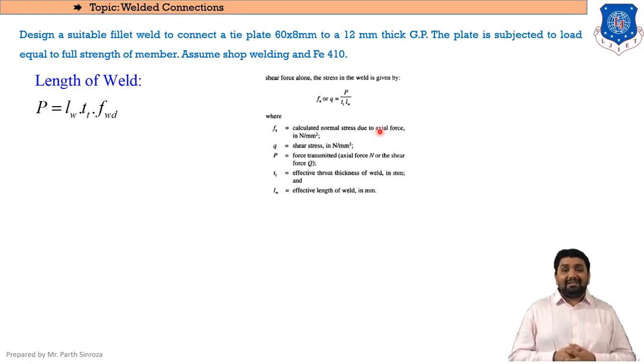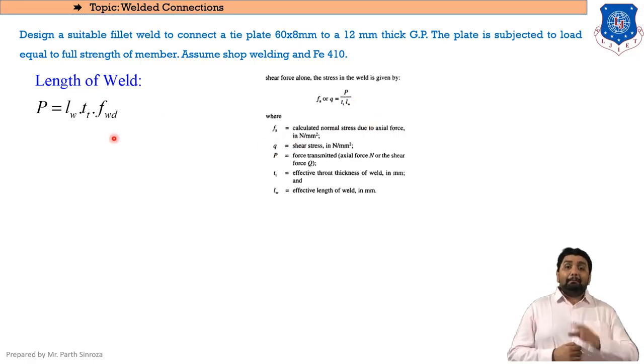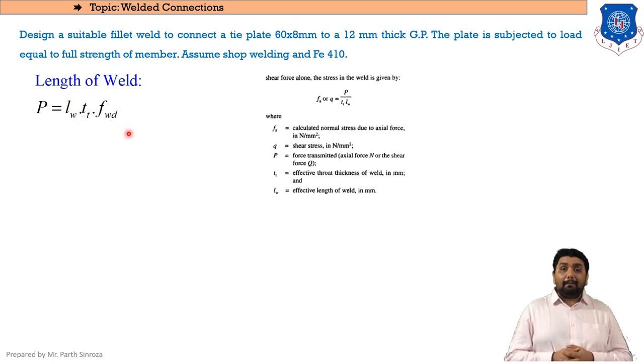So you can see this equation mentioned in the code, that FA or Q will be equal to P upon TT LW. Here FA or Q is the stress, but here we have defined stress as FWD. So making P the subject, we get the equation P equal to FWD TT LW. Again briefing all the terms, P will be our tensile load, FWD will be our design stress related to welding, TT will be our throat thickness, and LW will be our length of weld.